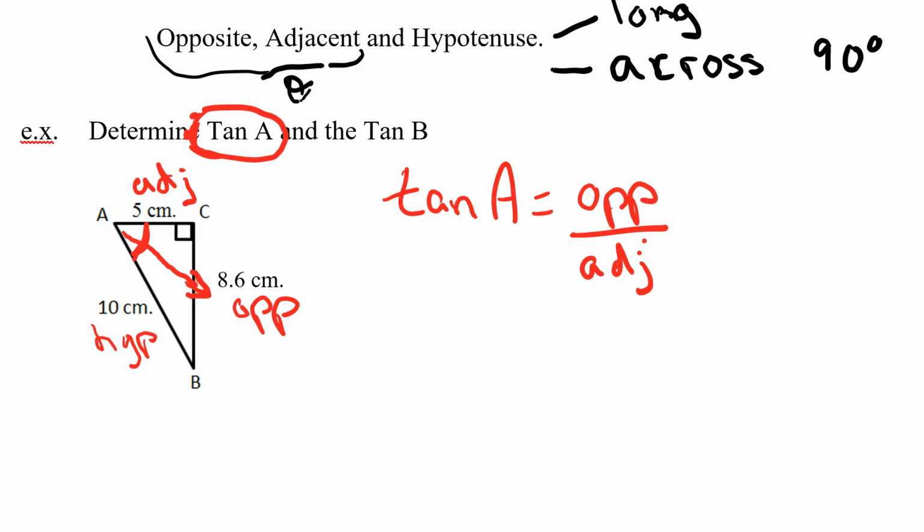So now I plug in what numbers I know. Here's my first variable, A, and I ask myself, do I know the value of that angle? Do I know how wide this angle is? I don't, so I'm going to leave it as A. Tan of A.